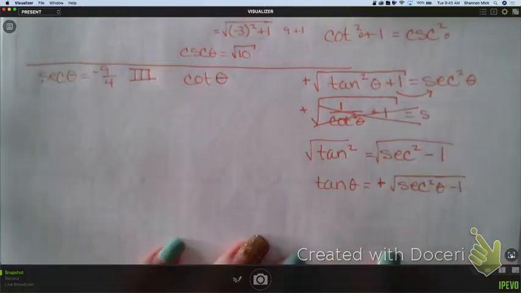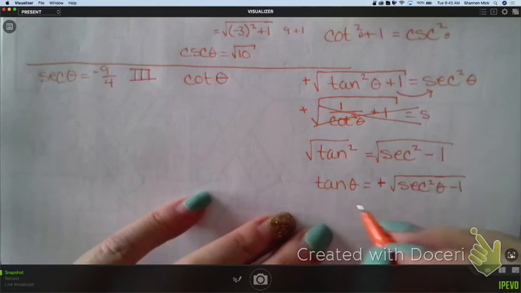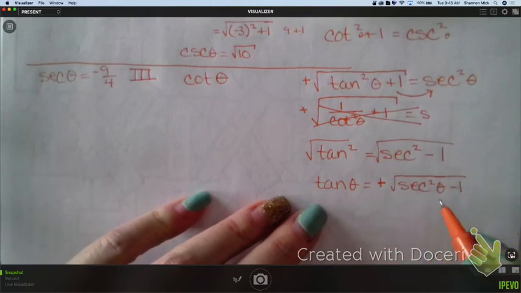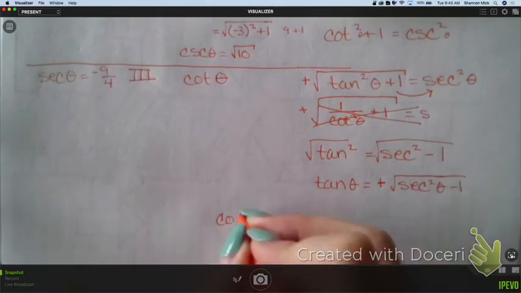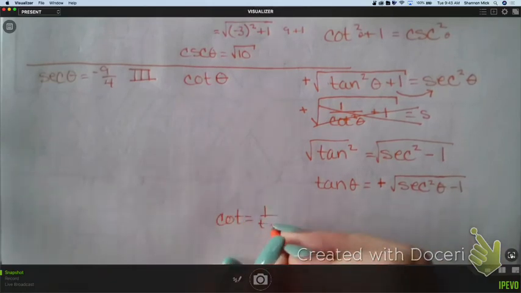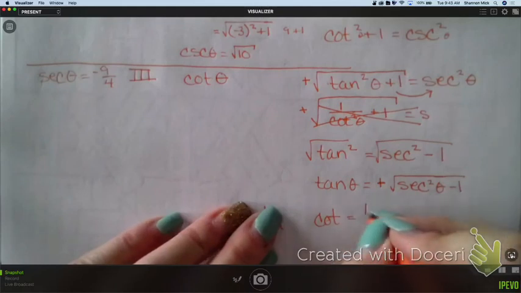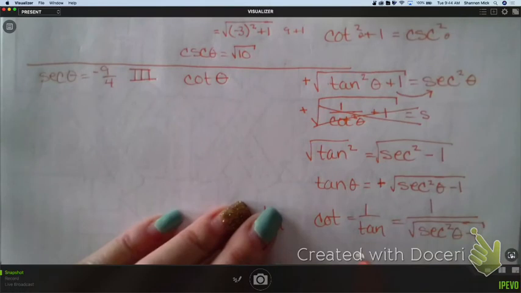Okay, so now, if I want the cotangent, don't I have to reciprocate this? Yes. Because cotangent equals 1 over tangent, doesn't it? Okay, so cotangent, I should have just written it here, is equal to 1 over tangent. So it's going to be equal to 1 over the square root of secant squared theta minus 1. So, do we have it all ready to work out now?